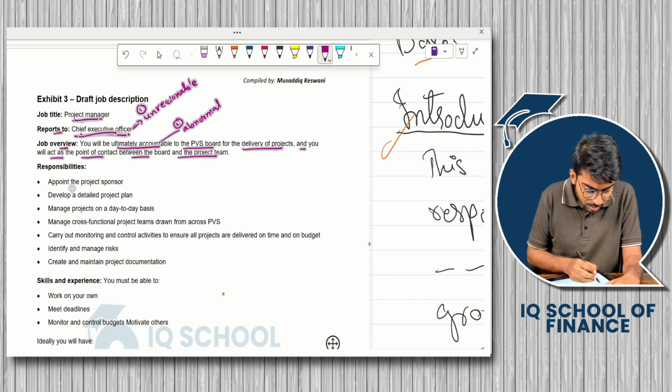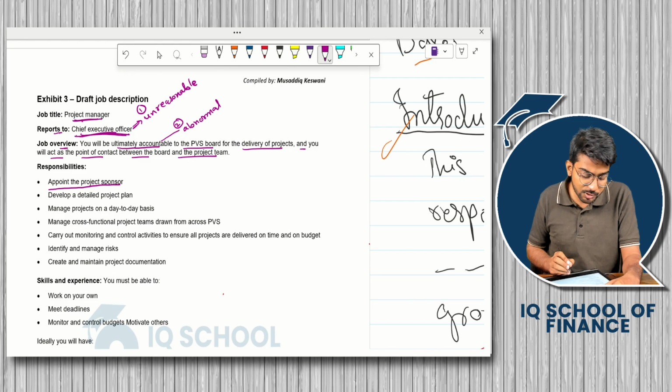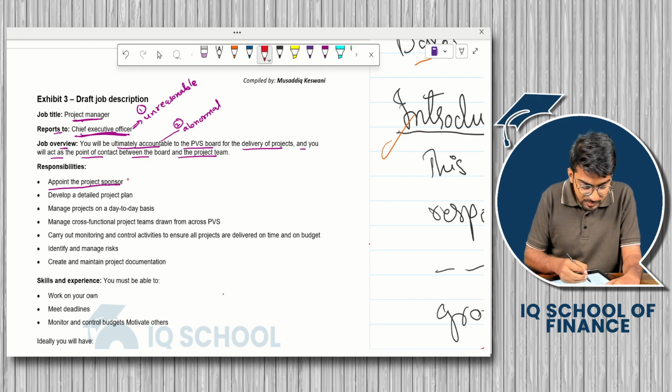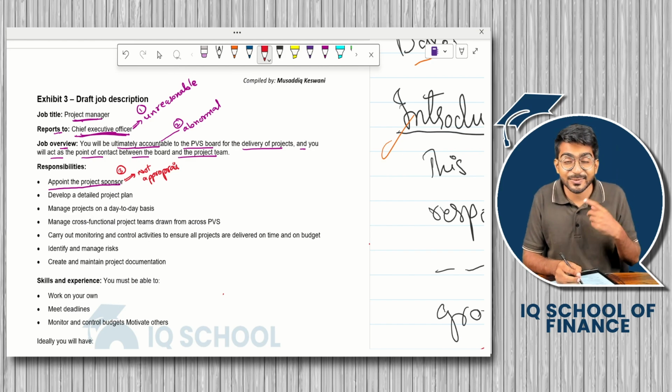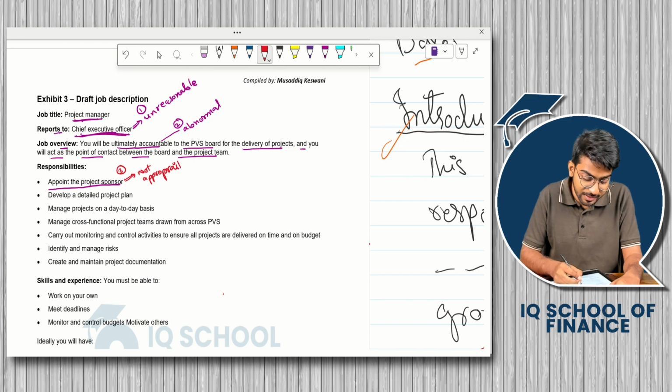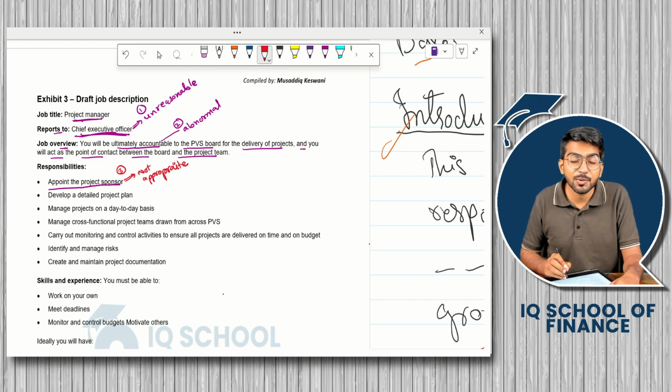Responsibilities. You will have the responsibility to appoint the project sponsor. See, again, I feel like this is not appropriate. I'm not saying the absolute thing that it is not appropriate. I'm saying that I feel like it is not appropriate.